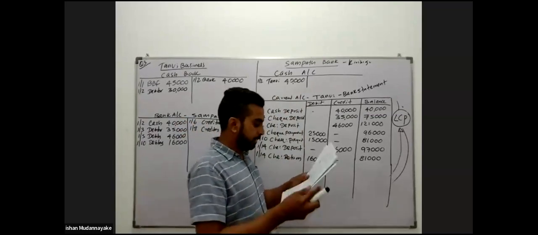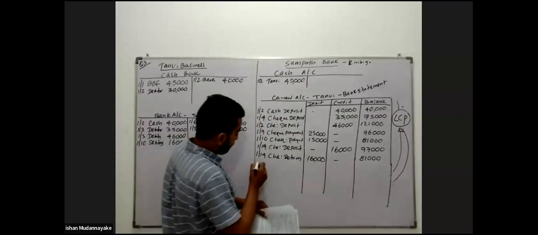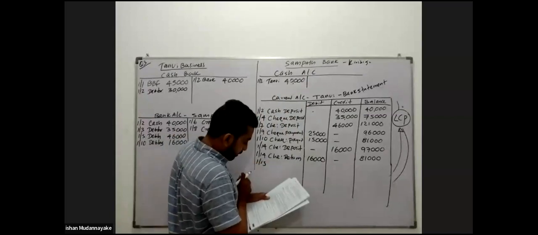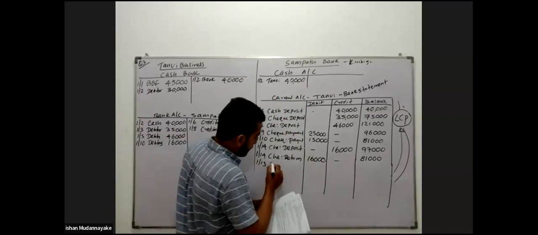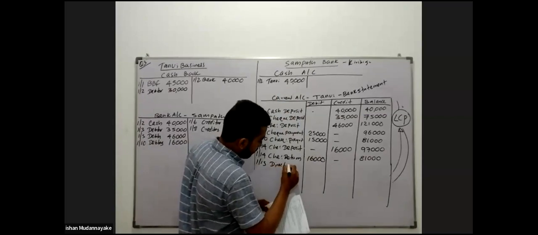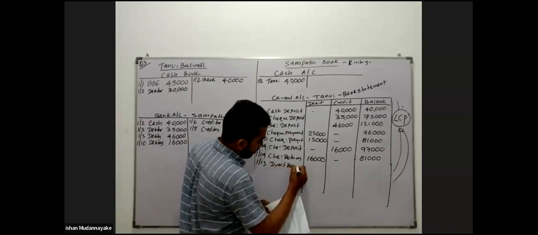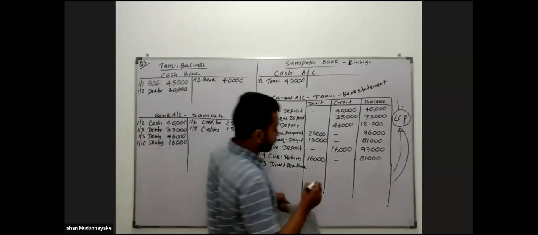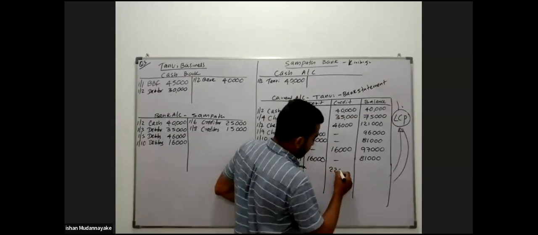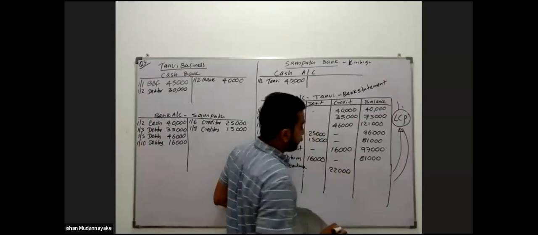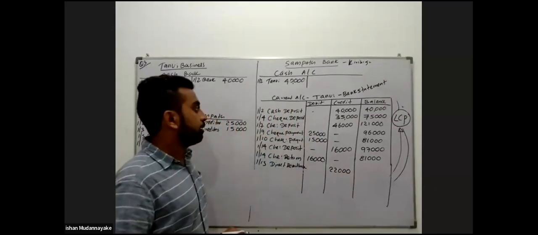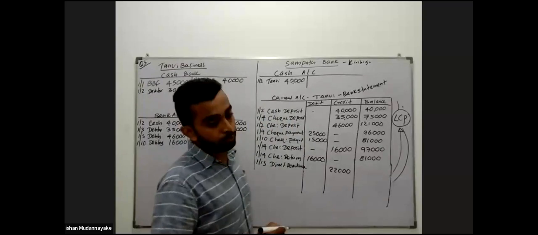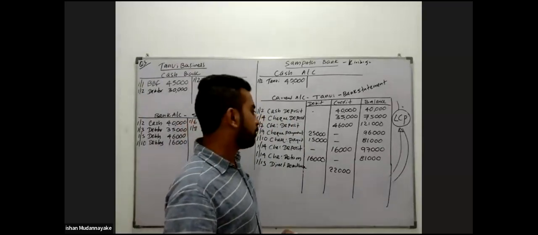Direct remittance. Then here, 15 January, write down direct remittance, 22,000. Sampath Bank cash book debit, current account credit 22,000.